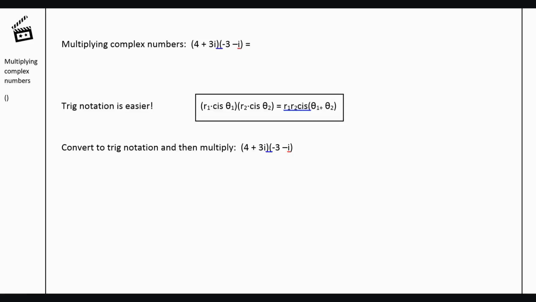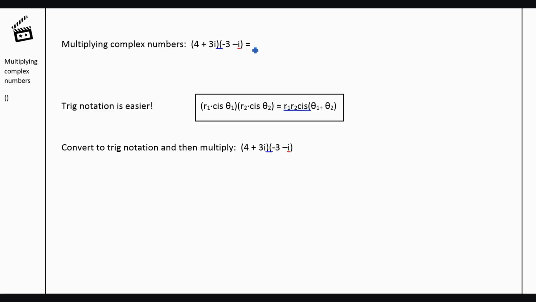Okay, now we're going to start to see why this notation is so much easier. So first we're going to learn why it's easier when we multiply complex numbers. So let's say we wanted to multiply 4 plus 3i times negative 3 minus i.